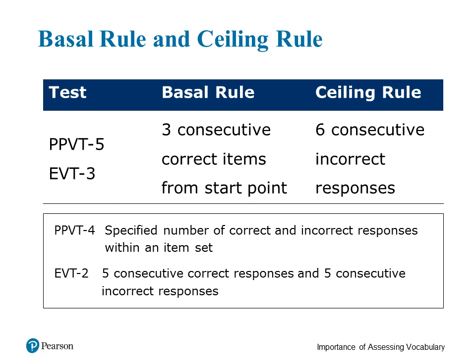So you'll note at the bottom of the slide that the basal and ceiling rules for the PPVT-5, you'll see at the bottom what the older rules were. The PPVT-4 included 12 item sets. The basal was achieved when the examinee had 11 or 12 correct responses within an item set, and the ceiling was achieved when the examinee had 8 or more incorrect responses within an item set.